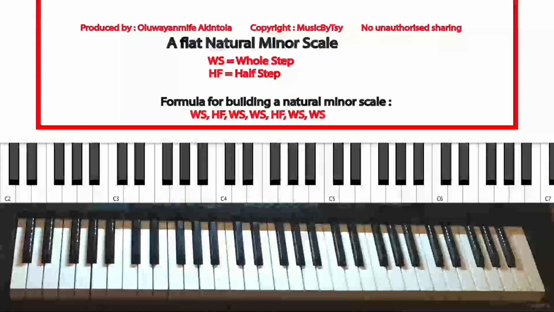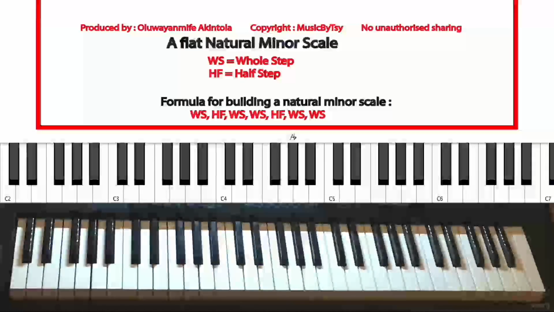In this lesson, we're going to be learning about the A flat natural minor scale. Now, in order to build a natural minor scale for any key, there are two methods that we can use. The first method has to do with making use of our knowledge of the relationship between major scales and natural minor scales. The second method has to do with using the formula. In this lesson, we're going to be using both methods.